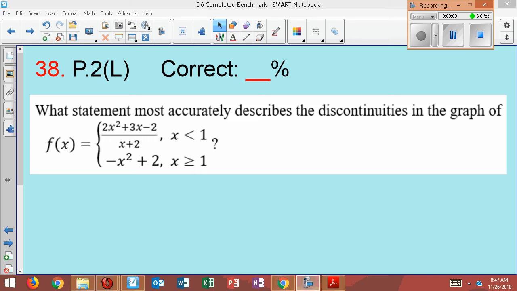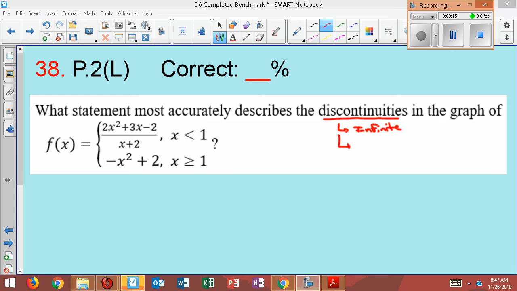What statement most accurately describes discontinuities in the graph of f of x here? Well, let's start with this. When we talk about discontinuities, there's three types. You can have infinite, and that's when you divide by 0. You could have a jump, and that comes from piecewise when the two equations don't match up. Or you could have removable.